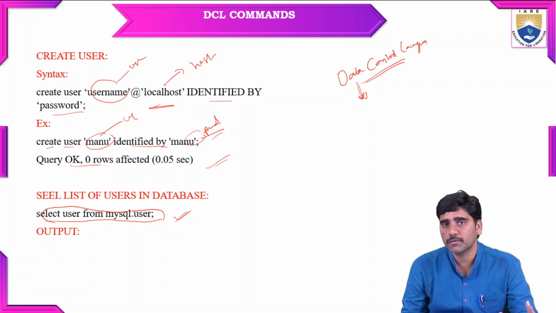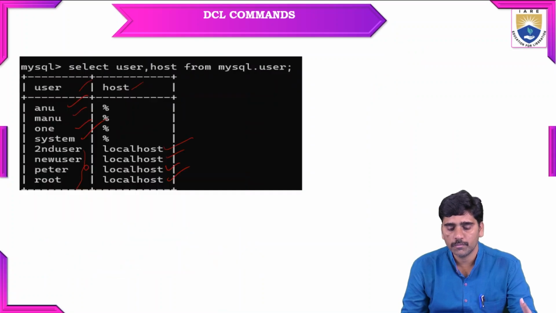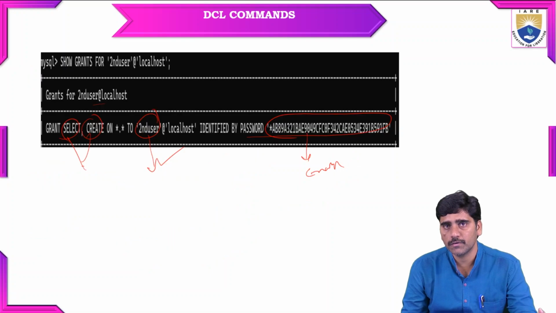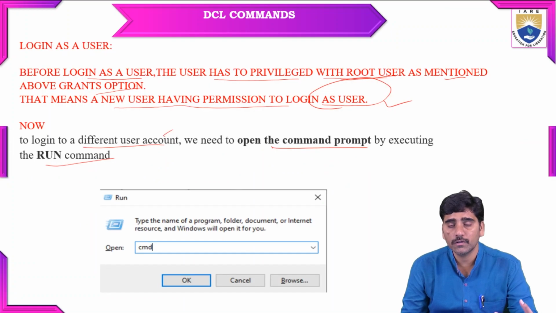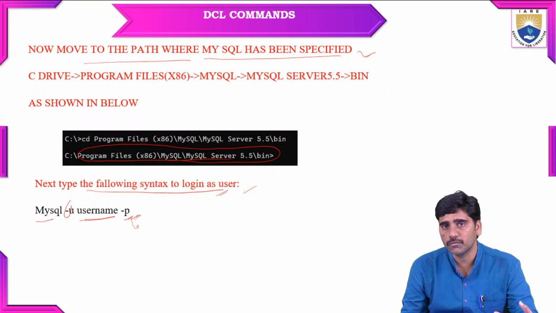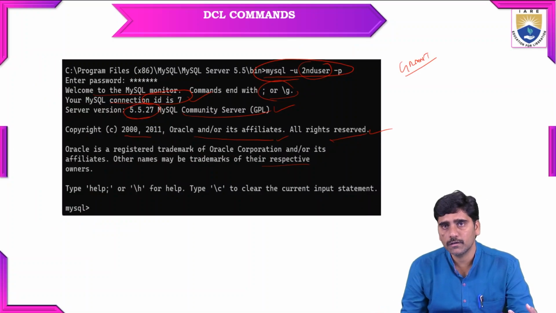DCL commands. So DCL commands are nothing but what? Grant and revoke. These two are DCL commands, grant and revoke. So the syntax for this: creating a user and a list of users, granting the users the permissions, all will be displayed. How to grant the permission to the user, how to grant specific permissions to the user, and you can see the list of privileges of the user. Everything will be displayed. So after displaying all this, how can you log in as a user? You need to open the command prompt window. After that, you need to move to the MySQL path where it has been specified. So after entering that MySQL path, you can enter as a user with mysql -u user and password.